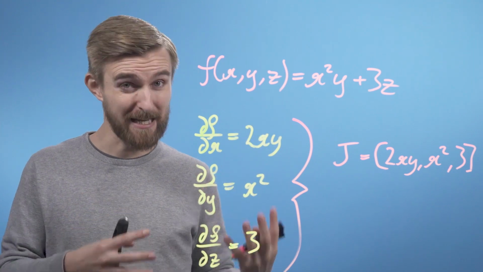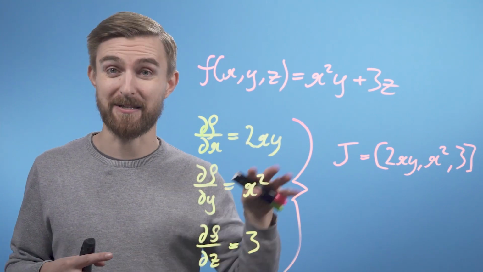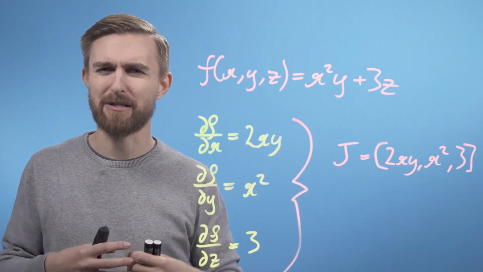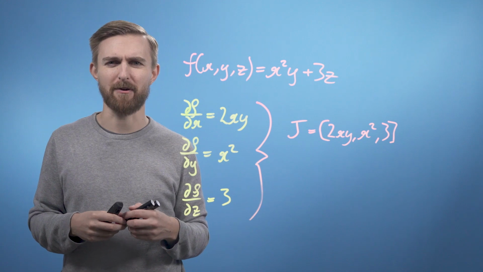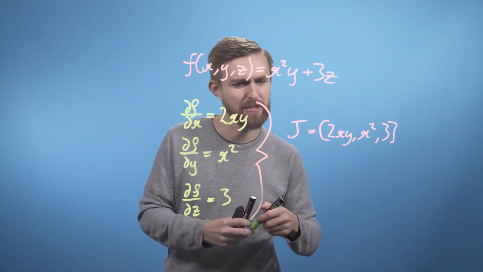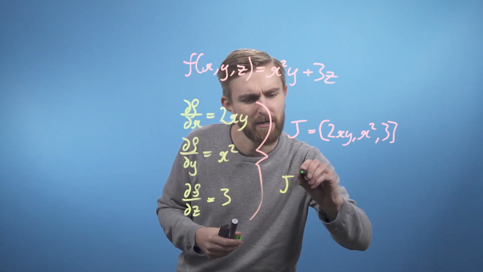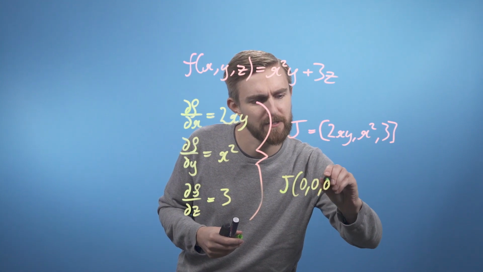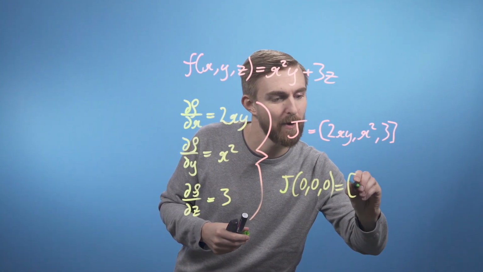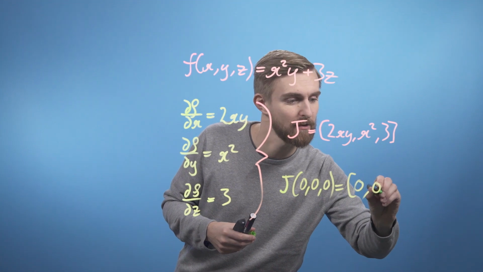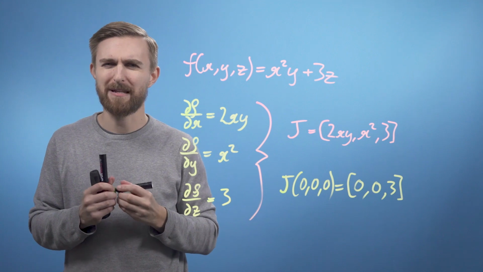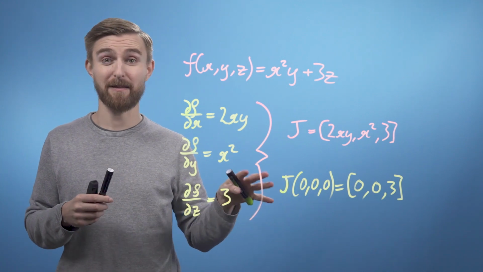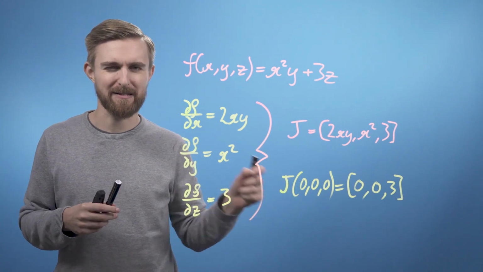The vector for this particular function has a constant contribution in the z direction, which does not depend on the location selected. For example, at the point 0, 0, 0, we can see that our Jacobian, J of 0, 0, 0, is just going to be 0, 0 again, but the number 3 over here. So we can see that our Jacobian is a vector of length 3 pointing directly in the z direction.